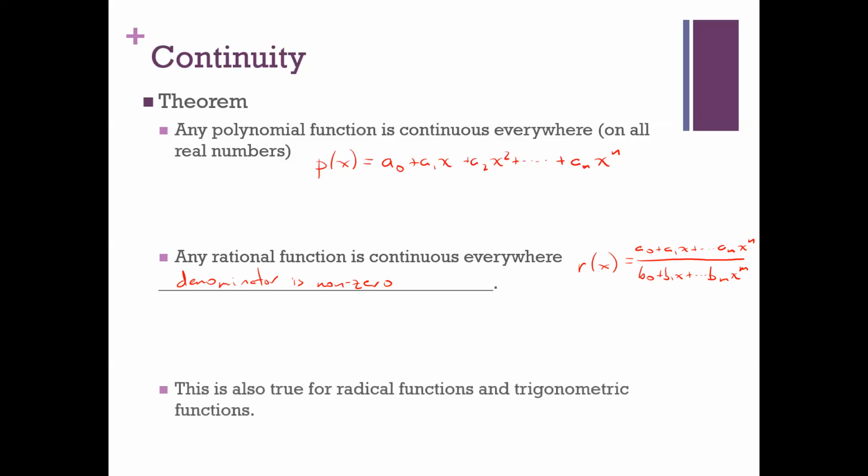There's one more on the slide. This is also true for radical functions and trig functions. So trig functions, sine and cosine, you probably picture those graphs in your head. They're continuous absolutely everywhere. Tangent, I cannot say the tangent function is continuous everywhere because it has places where it's not even defined, but everywhere where it is defined it is continuous. Radical functions like the one we just glossed over are also continuous everywhere where they're defined.